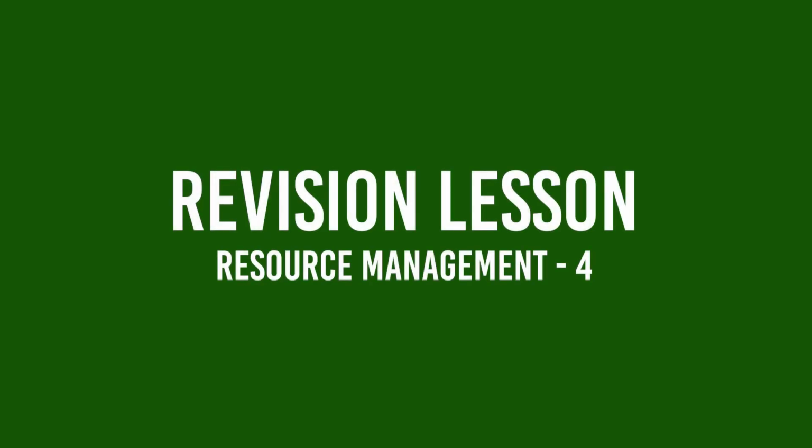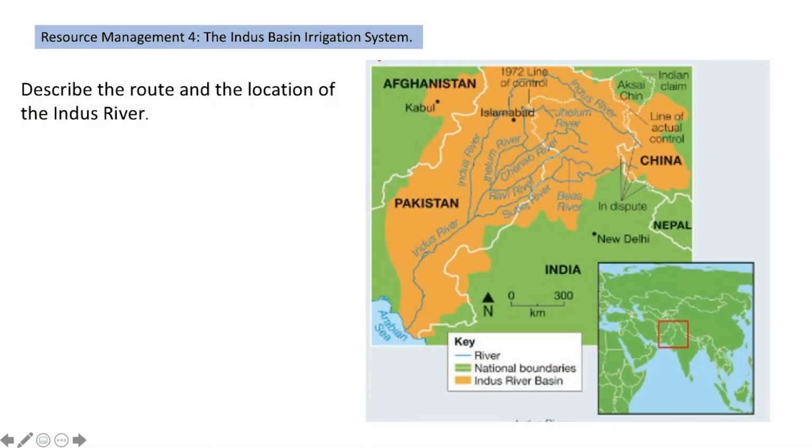This is resource management lesson number 4, and today we're going to be looking at a case study called the Indus Basin Irrigation System, or the IBIS scheme. It's available in your revision guides and it's available for you to look at and learn from in Caboodle.